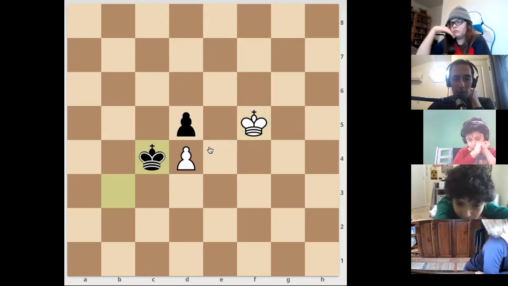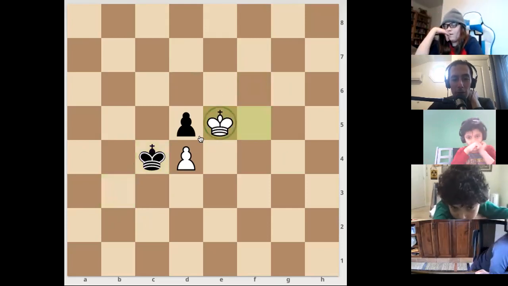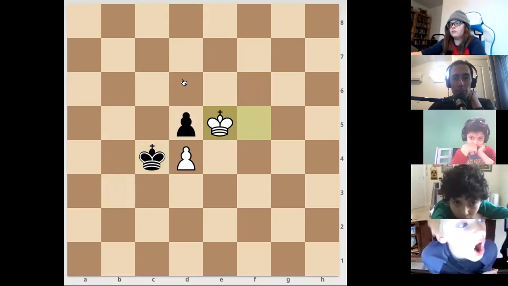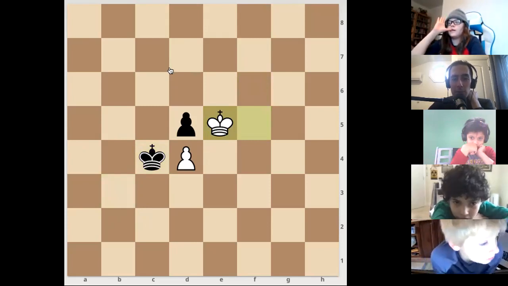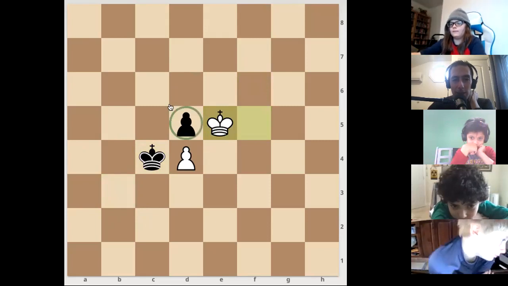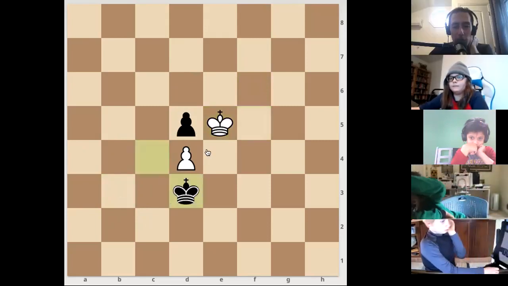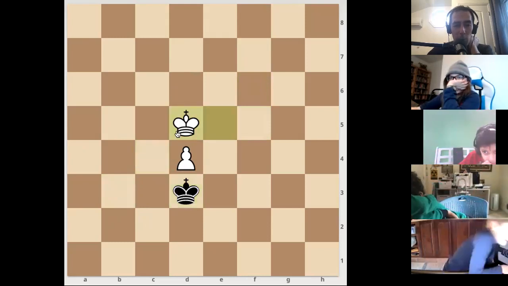King E5. King E5, and now he's protecting his pawn. He's also attacking the D5 pawn. Now black is in a state of what? Zugzwang. Black is in the state of Zugzwang. He cannot maintain his protection over d5. Therefore, he must move out of the way, and the king will take, and white will win easily.